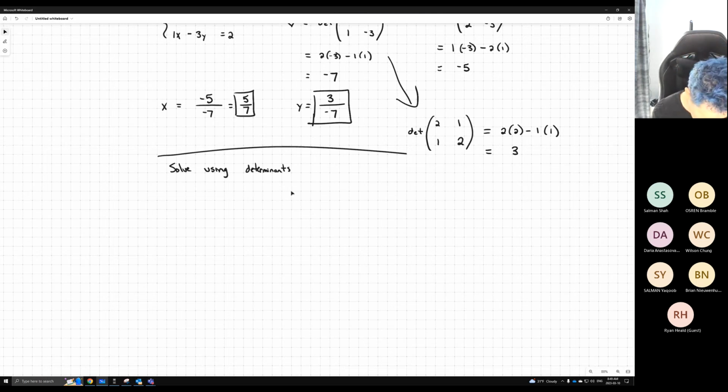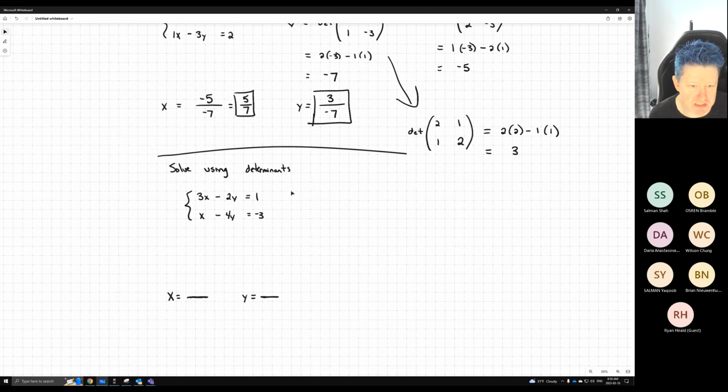Solve using determinants. Okay. So again, I'm going to write my solutions down here to get them prepared. So I've got y equal, and they're always going to be fractions, but they may simplify or reduce so that there is no fraction, but your answers are almost always going to be fractions.